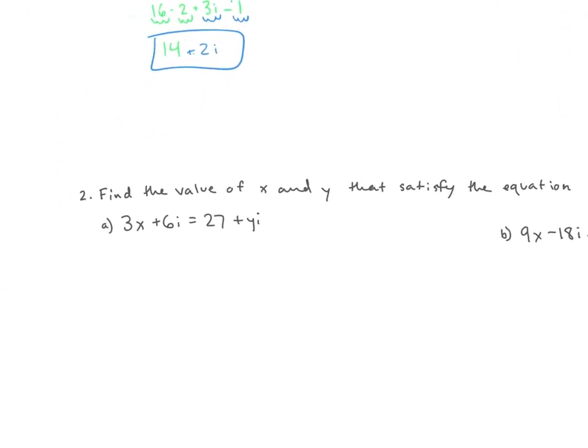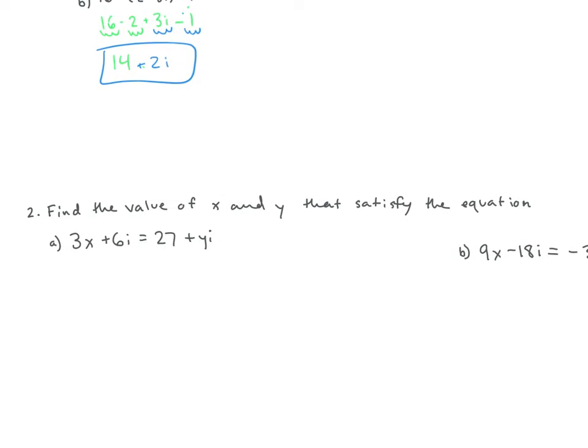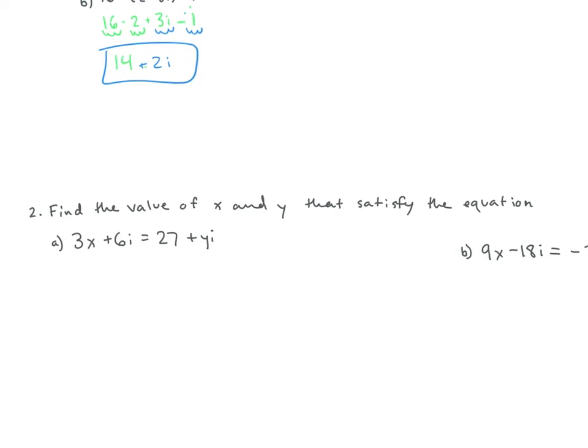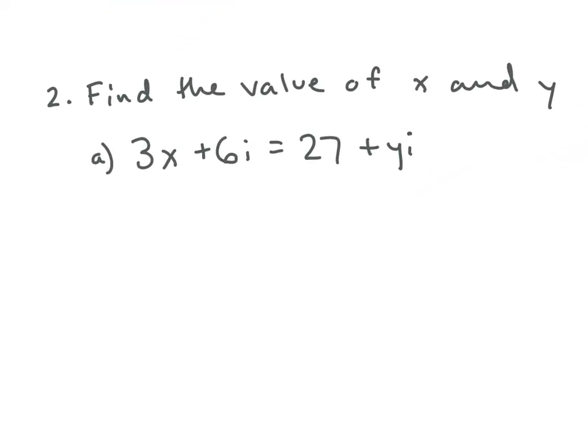For number 2, we have to find the value of x and y that satisfy the equation. For these two questions, we set the real parts equal to each other and the imaginary parts equal to each other. So the parts that have an i in it, we have to set equal. The other parts are real parts, so we set those equal to each other. So we have 6i is equal to yi, and 3x is equal to 27. Now we just solve both of these equations for x and then for y.